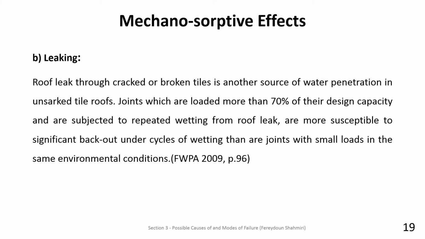Leaking. Roof leak through cracked or broken tiles is another source of water penetration in unsarked tile roofs. Joints which are loaded more than 70% of their design capacity and are subjected to repeated wetting from roof leaks are more susceptible to significant backout under cycles of wetting than are joints with small loads in the same environmental conditions.